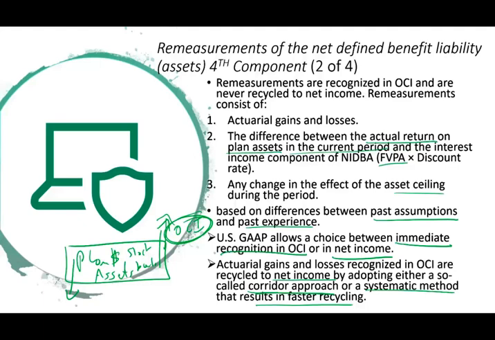Once our gains or losses exceed a certain corridor, it goes into net income. Otherwise, it stays in OCI. Now, you might be asking why, just so you know why.